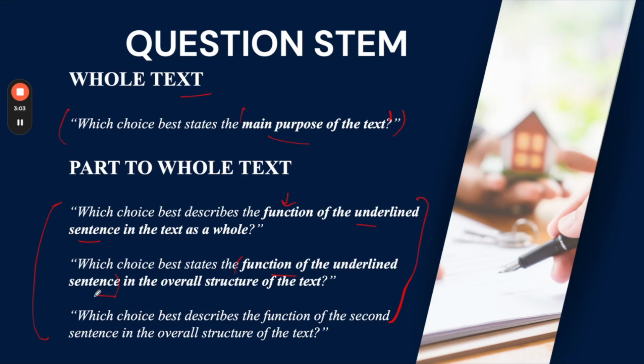The significance of it. The third question stem, which choice best describes the function of the second sentence? Now again, the function of a particular sentence, they have not mentioned underlined, but it has mentioned one particular sentence in the text, right? So overall, when you look at a question stem and you identify the mention of main purpose, you should know the whole text question type. And when you see something like function of the underlined sentence or function of the second sentence, you should know you're dealing with a part to whole text kind of a question type. Now with this understanding, let's go ahead and see the strategies that we can implement for both the subtypes here.